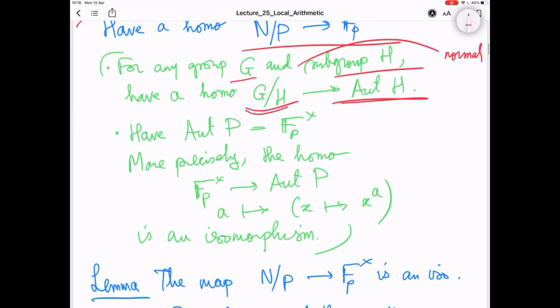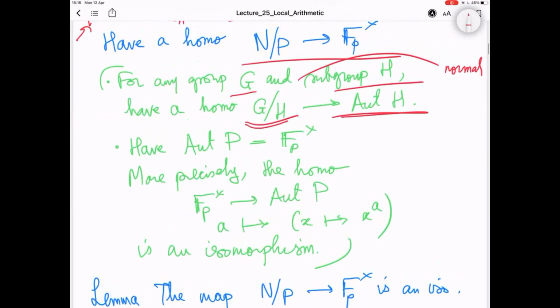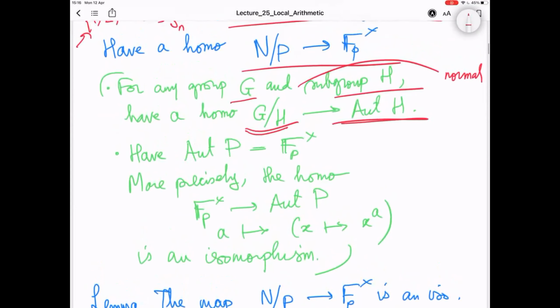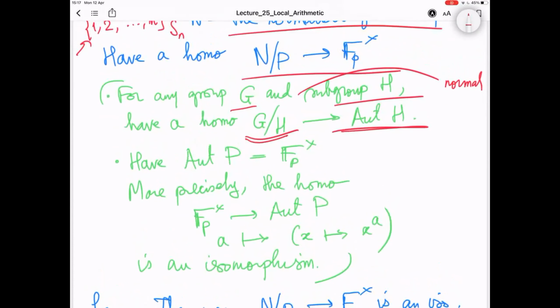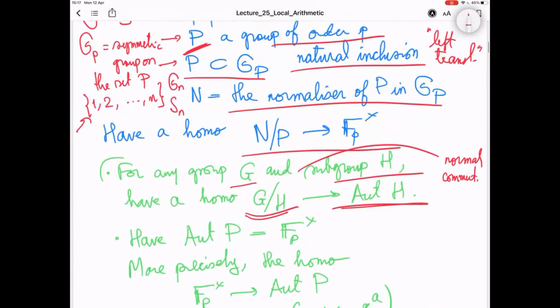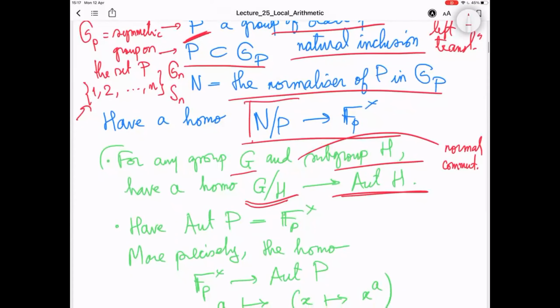Wait a moment, what am I saying? That seems to be, yeah, okay. Okay, at least if it's normal and commutative, right? Which is the case here. P is normal, and P is of course normal in N, and P is also commutative.